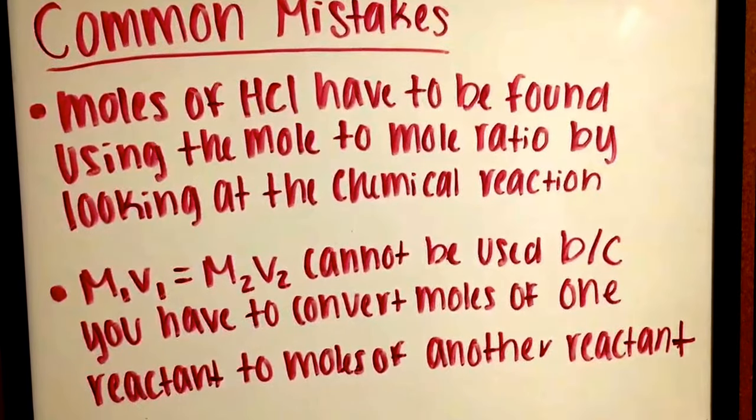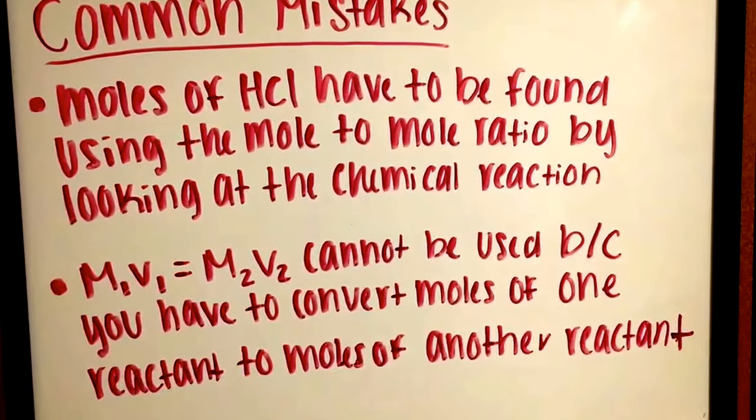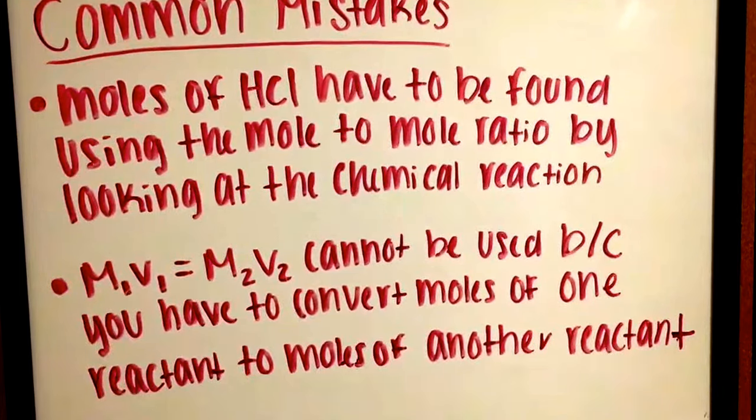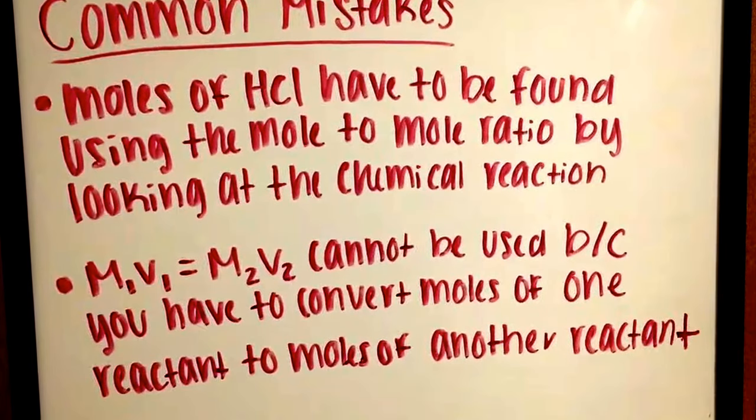Some common mistakes associated with this problem is that moles of HCl have to be found using the mole-to-mole ratio by looking at the chemical reaction. Another common mistake is that M1V1 equals M2V2 cannot be used in this problem because you have to convert moles of one reactant to moles of another reactant.